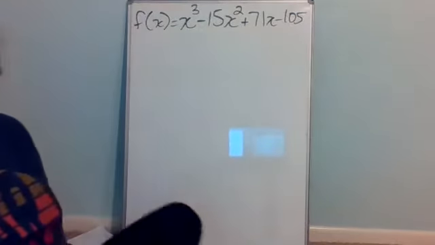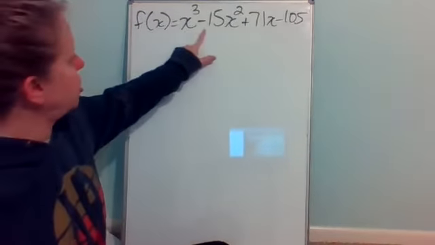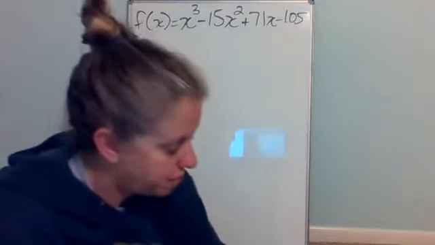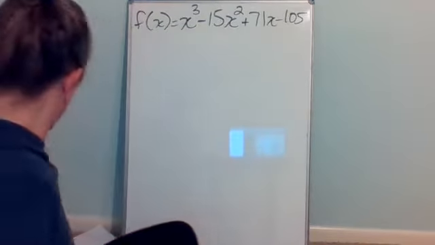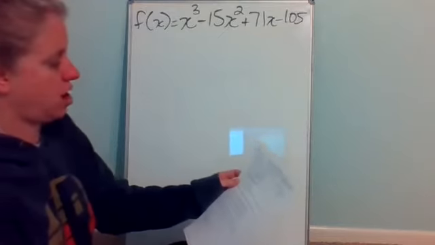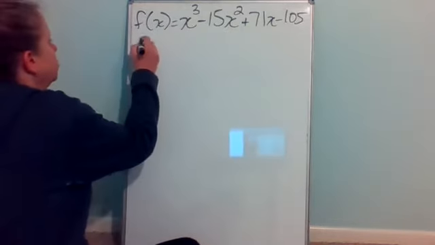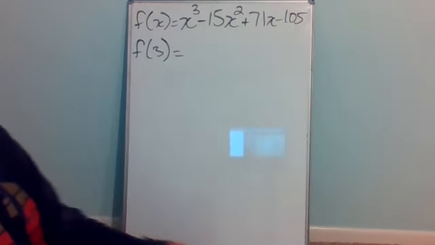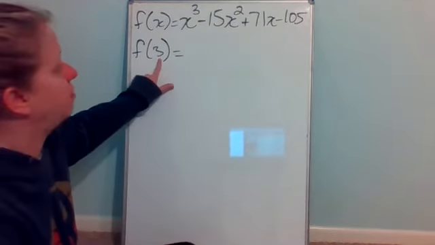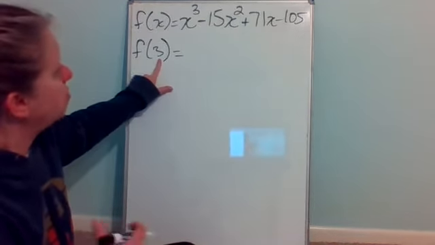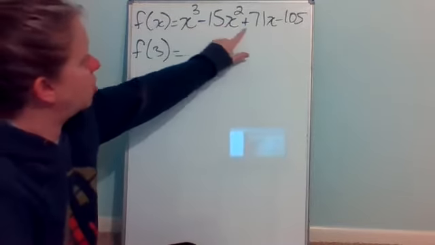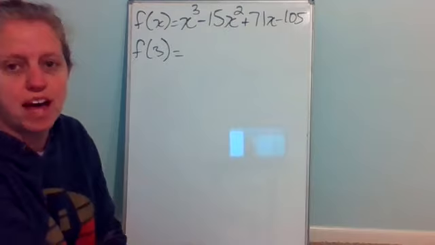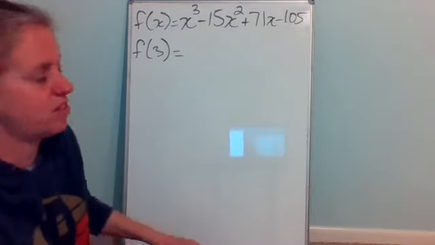There. Okay, so f of x equals x cubed minus 15x squared plus 71x minus 105. And it is wanting us to find, first of all, f of 3. Now, we have done this in other ways. If you're finding f of 3, what does that mean to do? Before, we have just gone to all the x's and replaced them with 3's, okay? We're going to do a different method today called synthetic division.